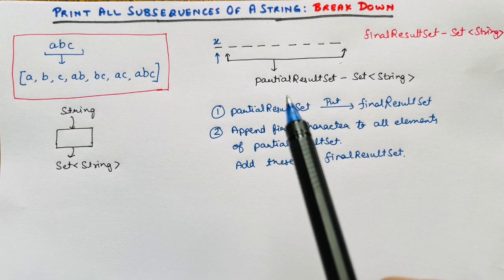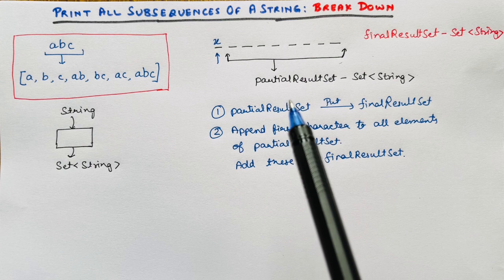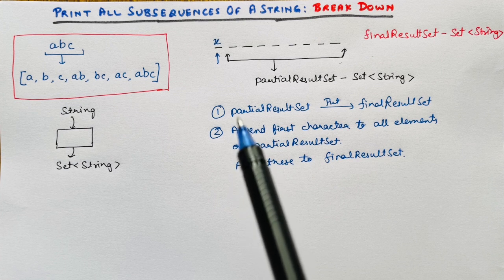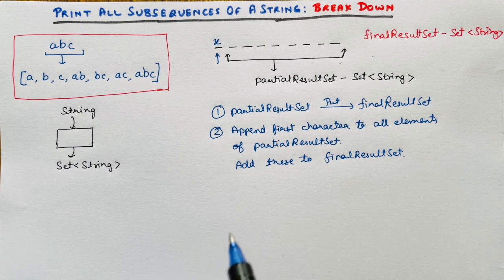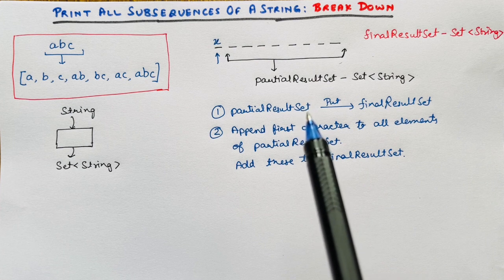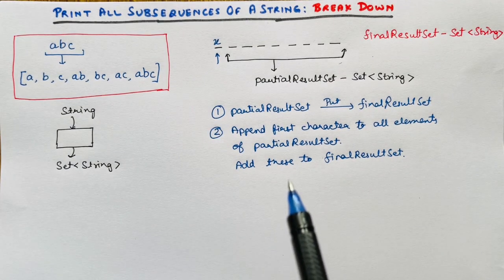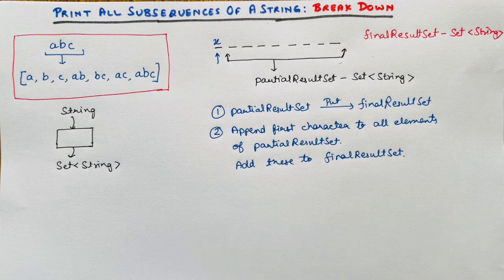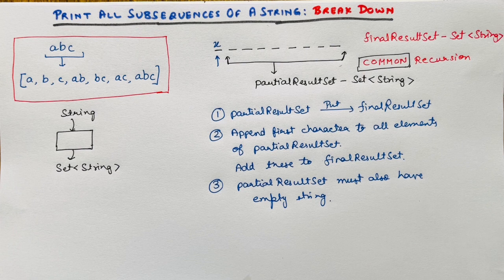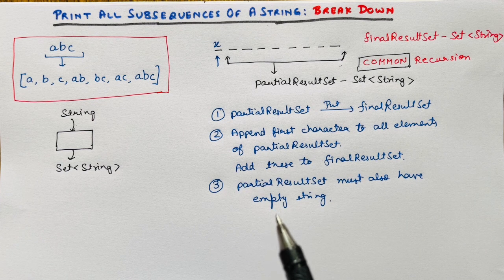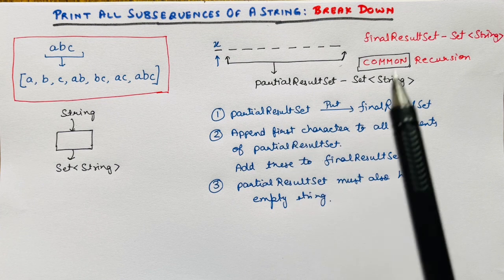Why? Because partial result set, every element of partial result set will have at least one character. And when we will append x to that element, it will at least have two characters. So it would have been great if partial result set also contained some empty string. If there was this empty string as a subsequence, then we could just add x to the empty string and we would have x also in our final result. So we note down here that the partial result set must also have the empty string as one of its elements.